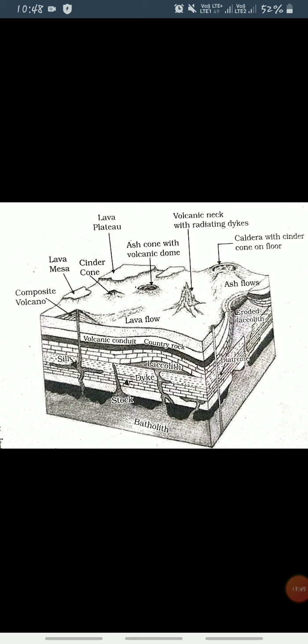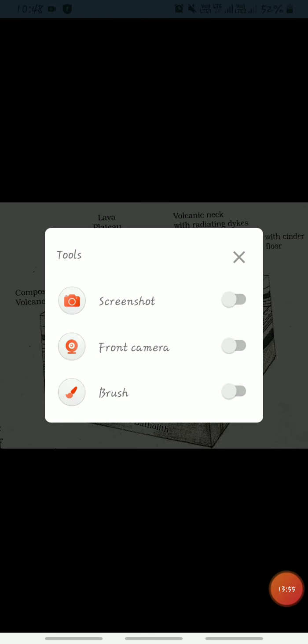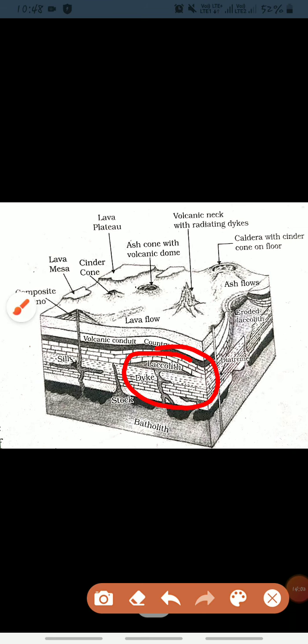Okay, now come to the next form, which is laccoliths. Laccoliths, you can see it is here only. See, this is a laccolith. This is a laccolith, and this is a batholith layer. So these are large dome shaped. You can see in the picture also, it is a dome shaped layer.